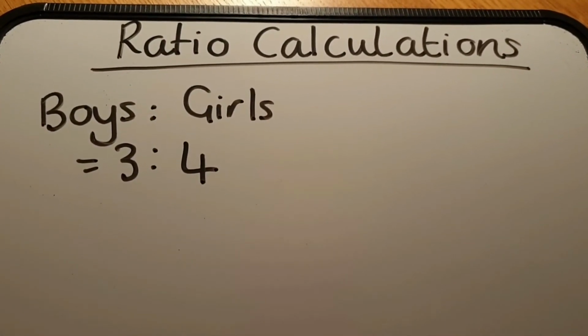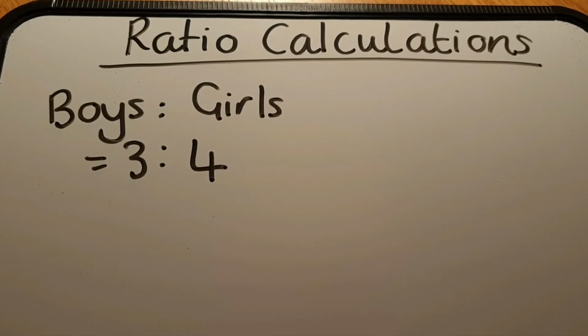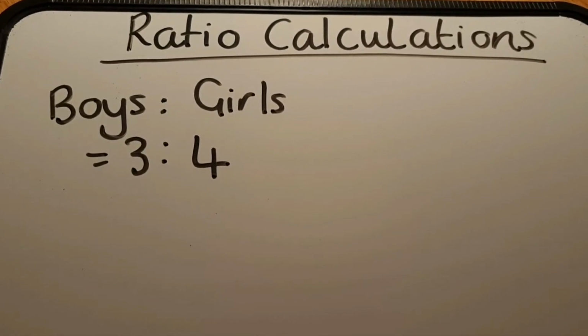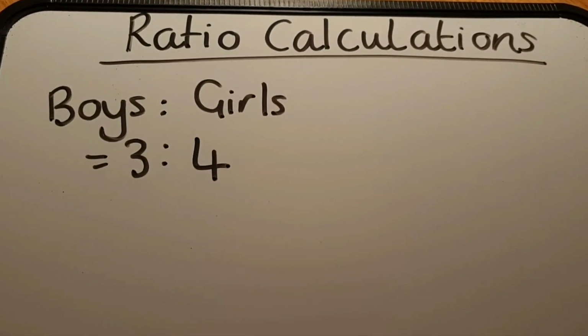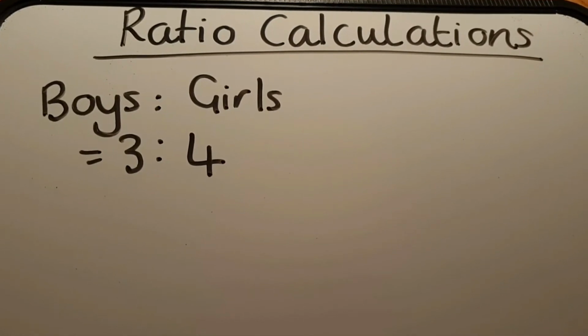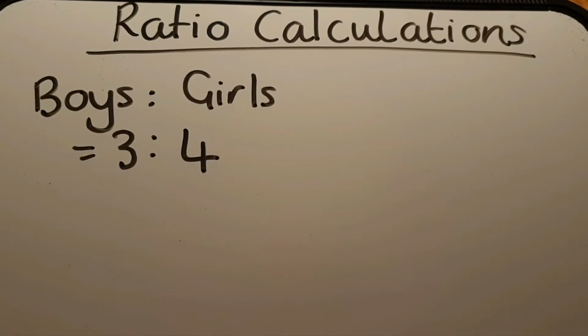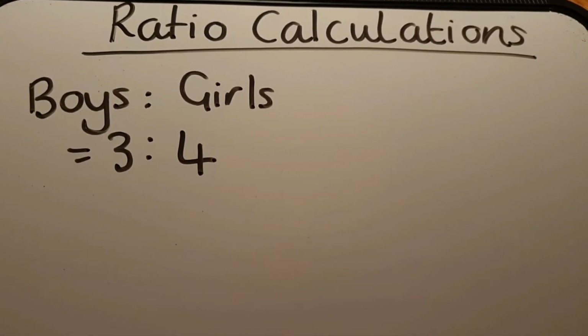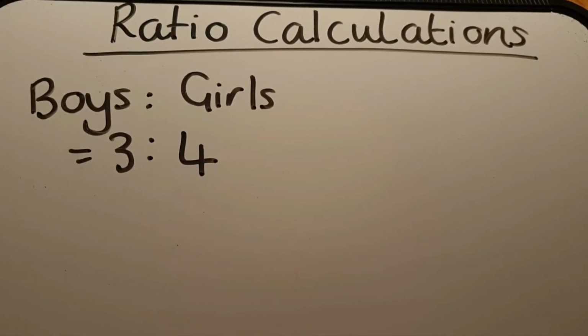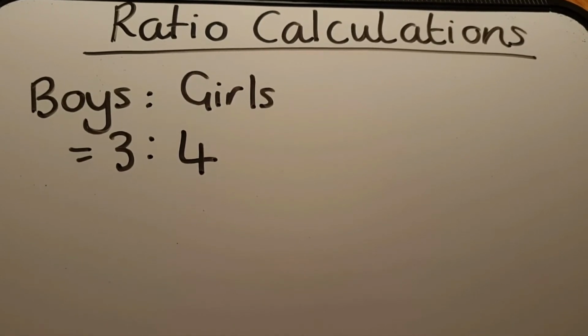Moving on to ratio calculations, this is when we can use ratio to solve problems. So I've written on there that boys to girls is 3 to 4. The ratio of boys to girls is 3 to 4. If I were to tell you there were 15 boys and ask you how many girls are there, what do you think we would do?